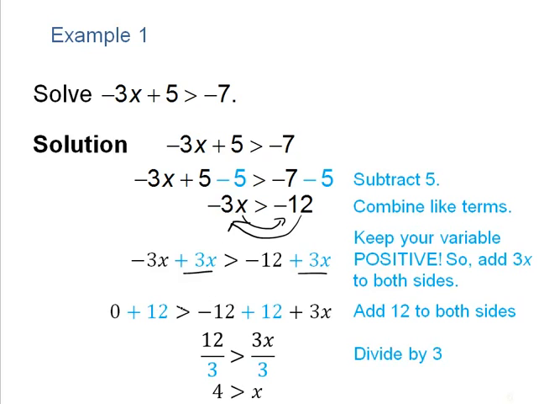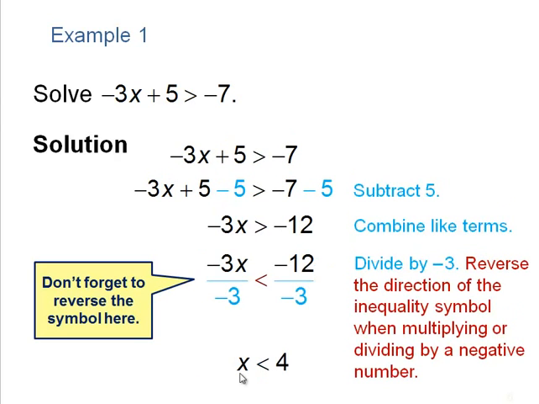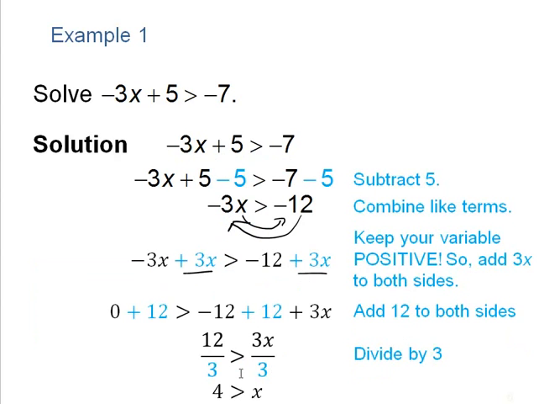And so then the next thing I do is add 12 to both sides. And so then I end up getting 12 is greater than 3x, and then when I divide both sides by 3, I'm back to 4 is greater than x, which is the same thing as x is less than 4. It means the same thing, but we didn't have to worry about dividing by a negative. So my suggestion is keep x positive.